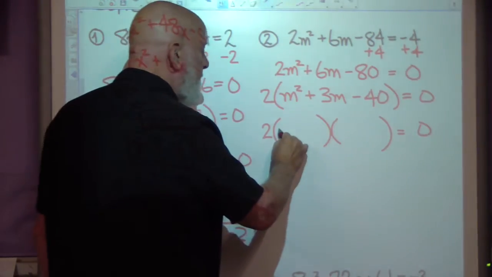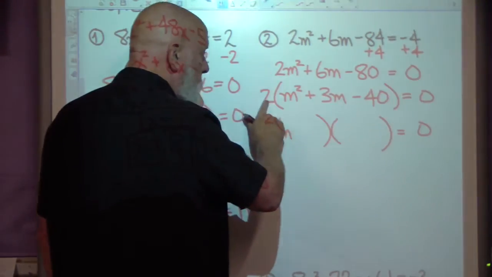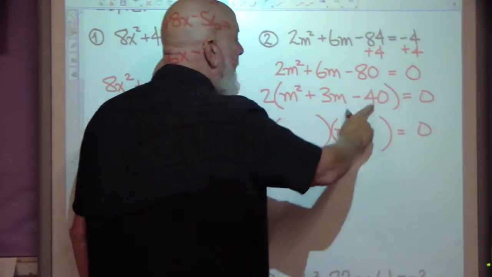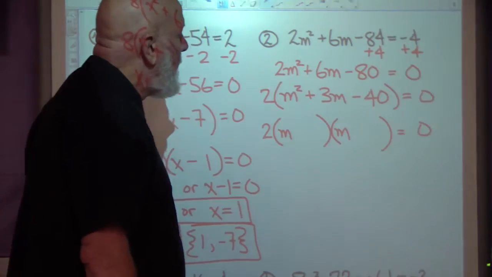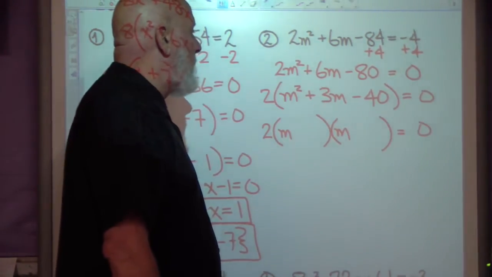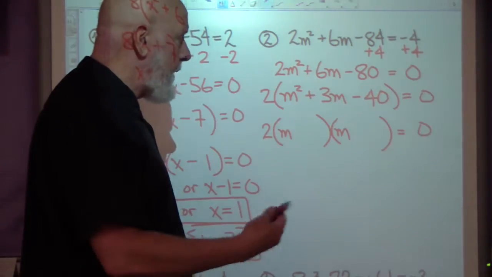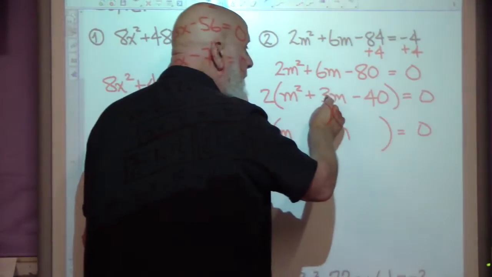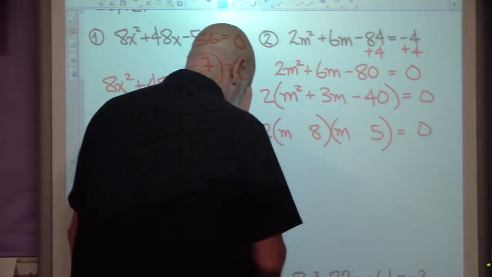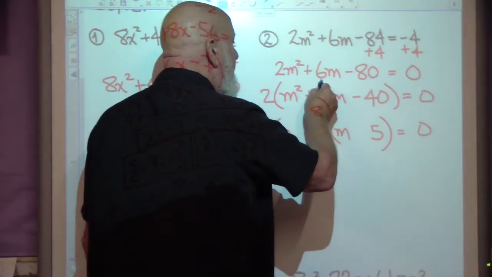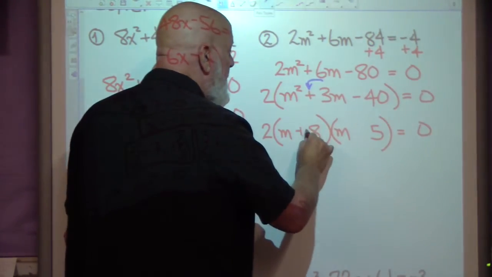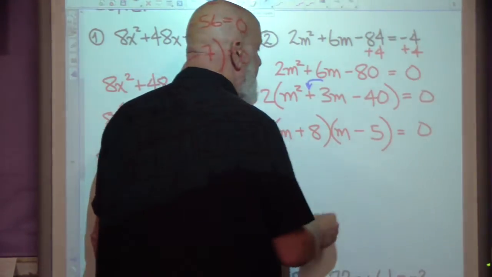Here we go, square root of this one here and here. Notice I brought this 2 down. Square root of this one here and here. Factors of 40 that add up to 3. 2 and 20 won't work. 4 and 10 won't work. 5 and 8. 5 times 8 is 40. And 8 minus 5 is 3. It doesn't matter where I put the 8 and the 5. What matters is these must add up to positive 3. And the only way that can happen is if the 8 is positive and the 5 is negative.